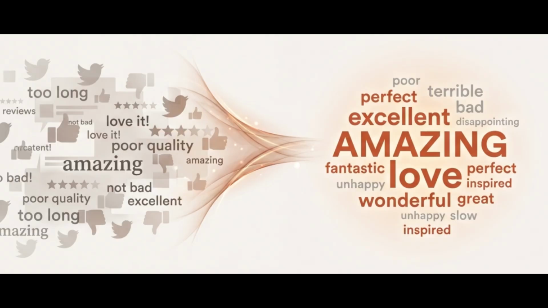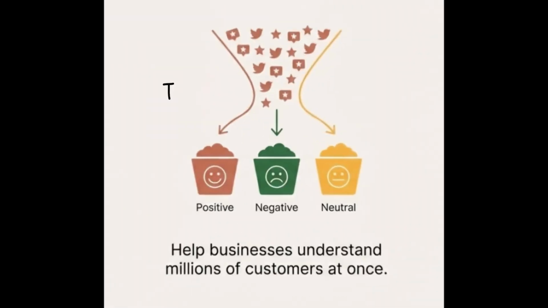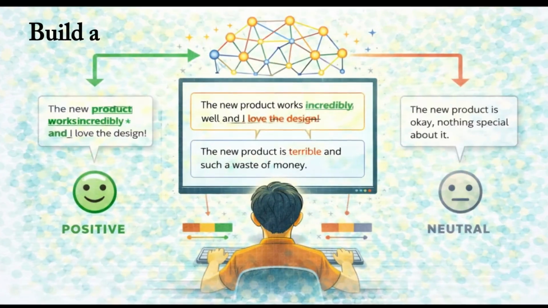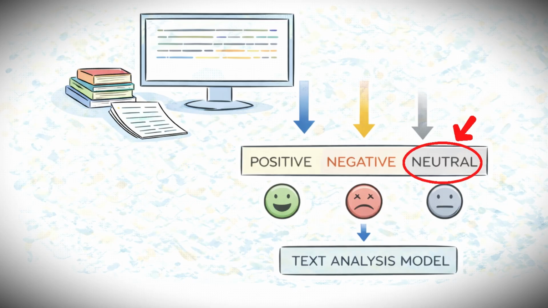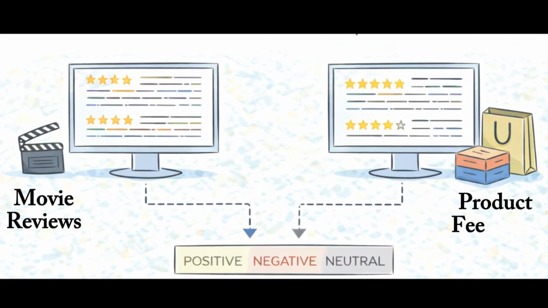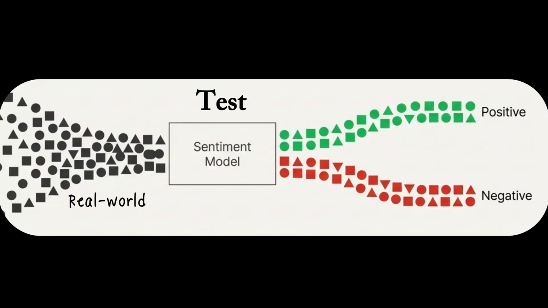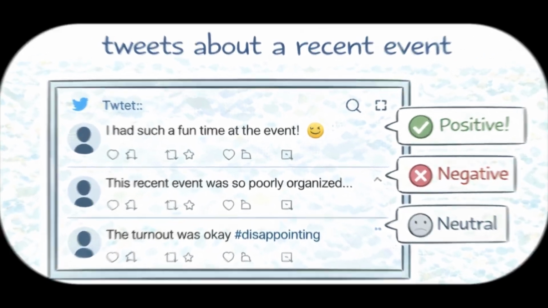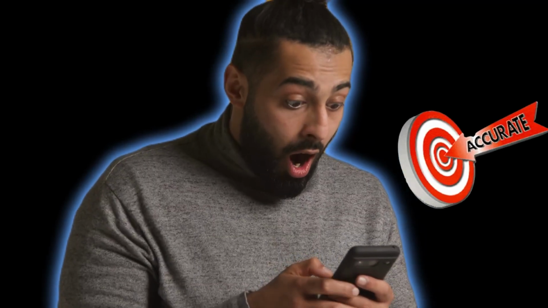Sentiment checkers. This is huge in business. Companies analyze millions of reviews, tweets, and comments to understand how people feel about their products. Build a model that can read text and determine if it's positive, negative, or neutral. Train it on movie reviews or product feedback. Then test it on real-world data, like tweets about a recent event. You'll be shocked at how accurate it can get.